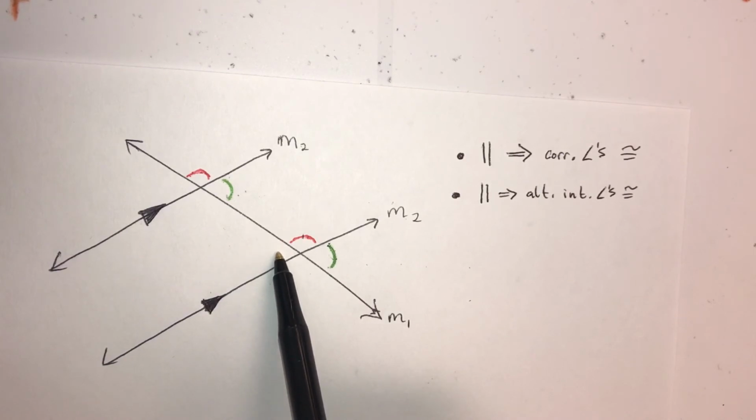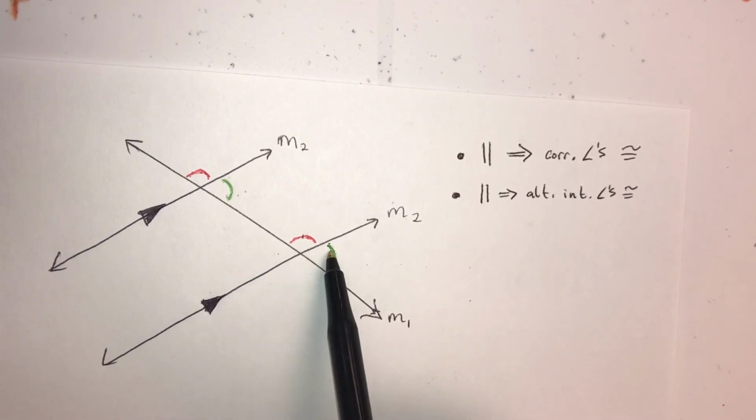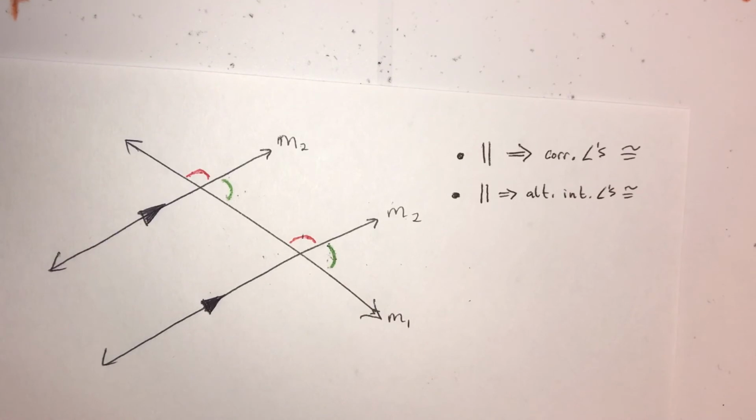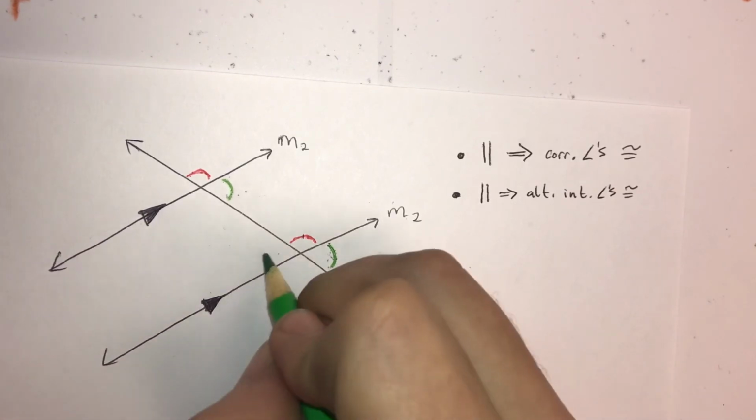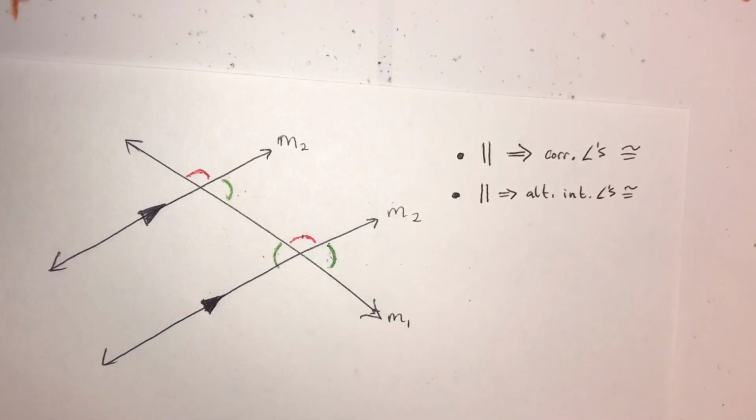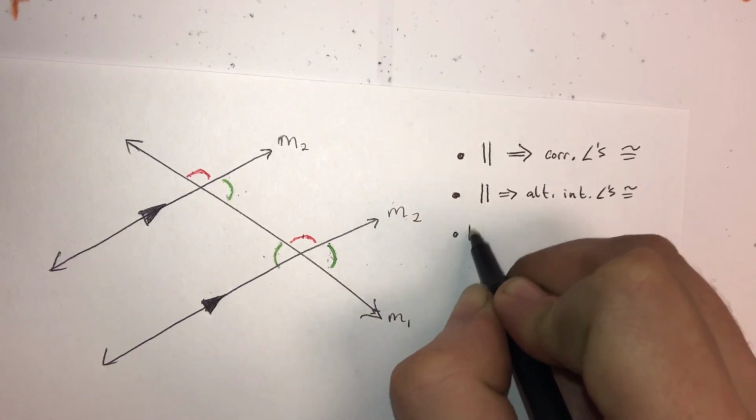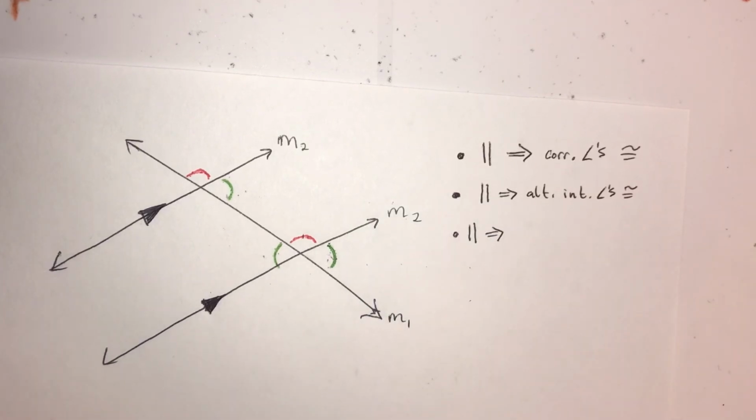How could we prove that? Well, it's actually pretty easy because these are vertical angles, right? These are vertical angles, so if this is congruent to this, then this is congruent to this by the transitive property of congruence. So I'm going to mark this one green. Next one. The lines are parallel. If the lines are parallel, then alternate exterior angles are congruent.